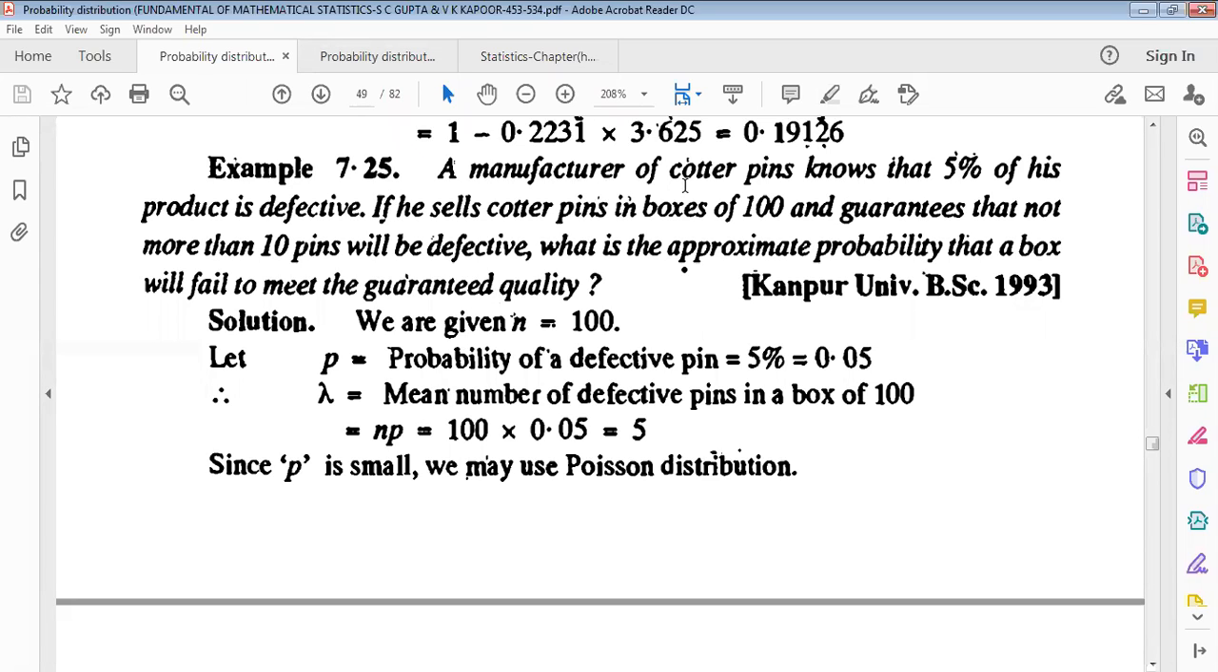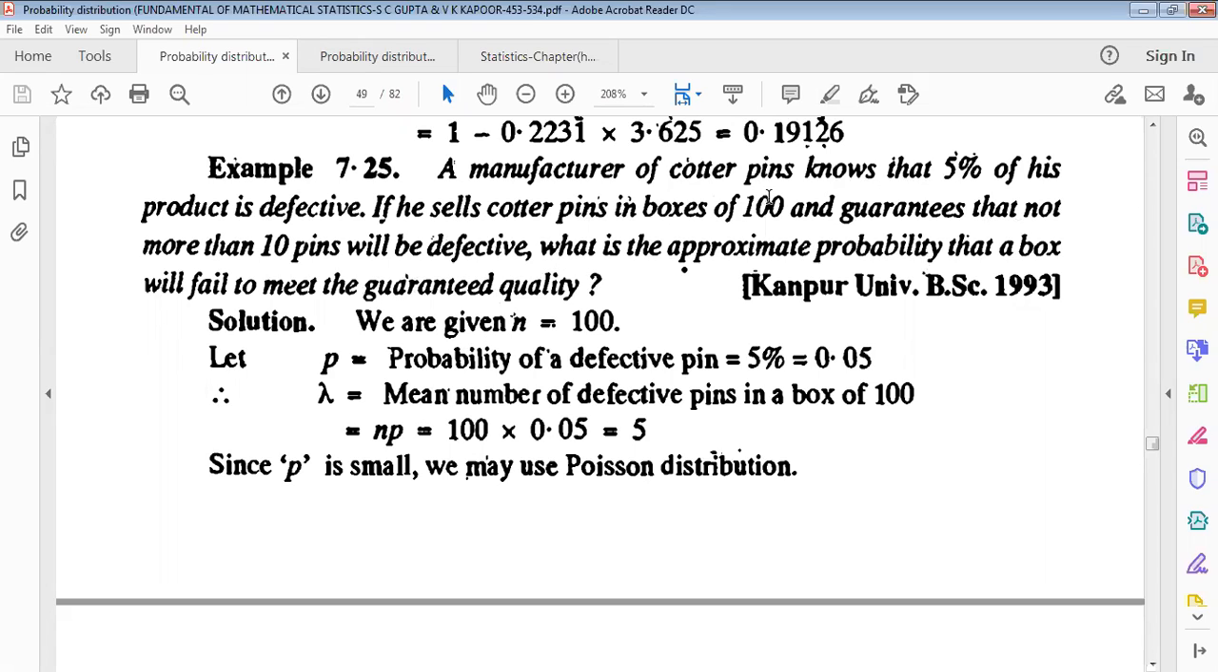Okay, another example: a manufacturer of cotter pins knows that 5% of his product is defective. If he sells cotter pins in boxes of 100 and guarantees that not more than 10 pins will be defective, what is the approximate probability that a box will fail to meet the guaranteed quality?